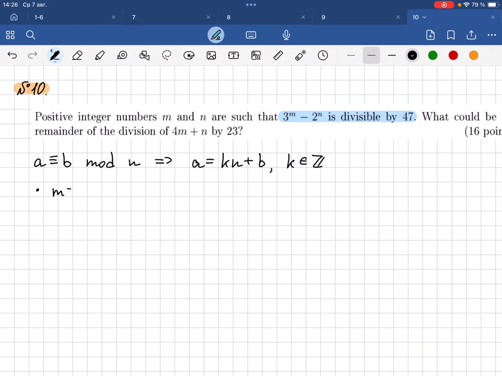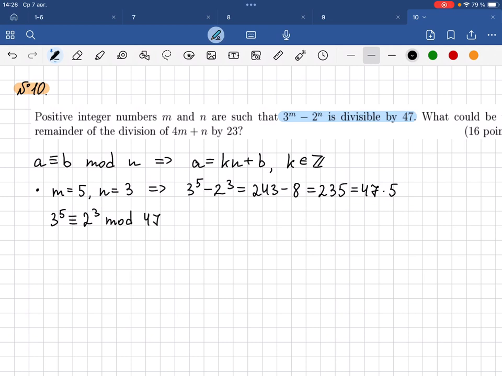Okay, m equals 5 and n equals 3 will give us 3 to the power of 5 minus 2 to the power of 3, which is equal to 243 minus 8, that is equal to 235, which can be expressed as 47 multiplied by 5, which is obviously divisible by 47, so we can rewrite it as 3 to the power of 5 equals 2 to the power of 3 mod 47.